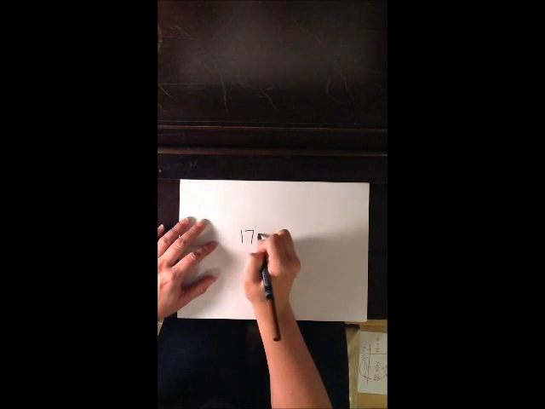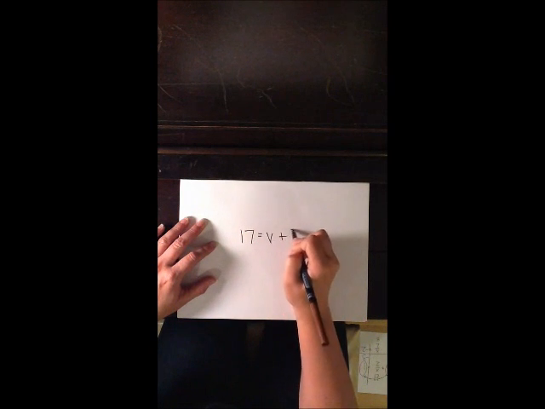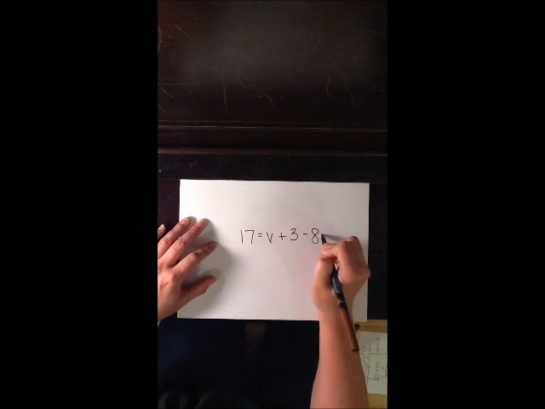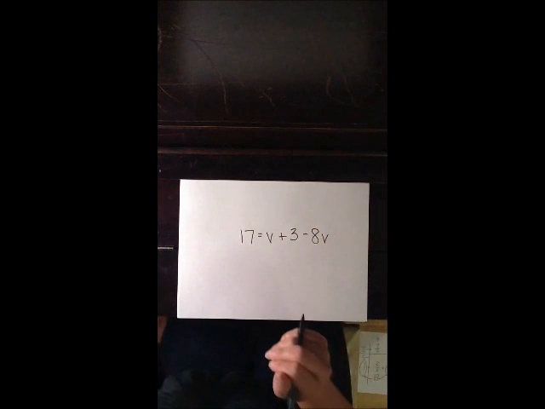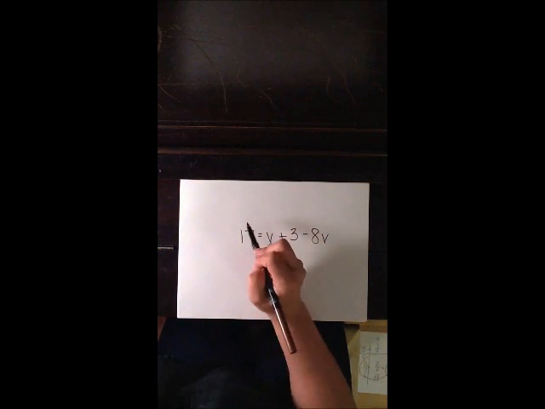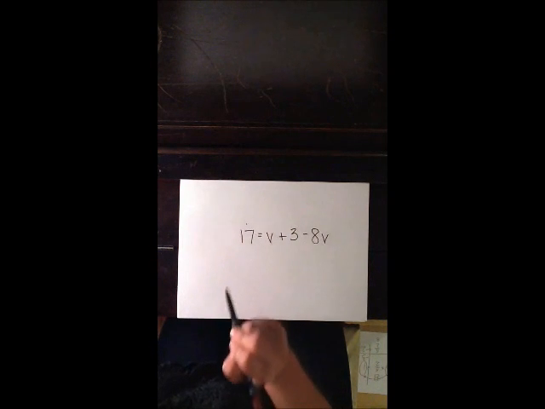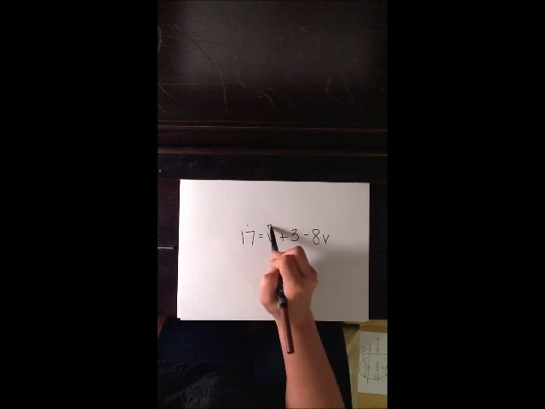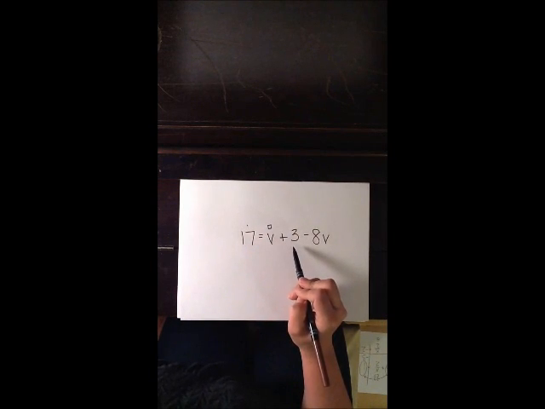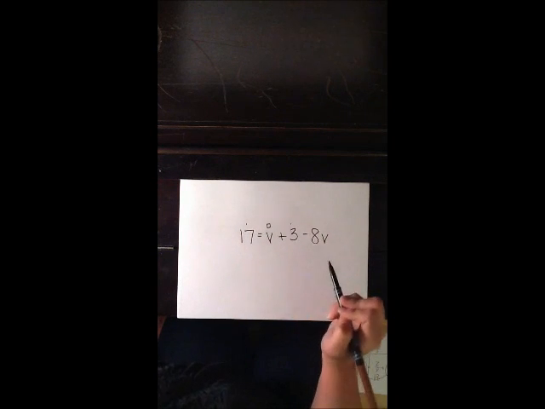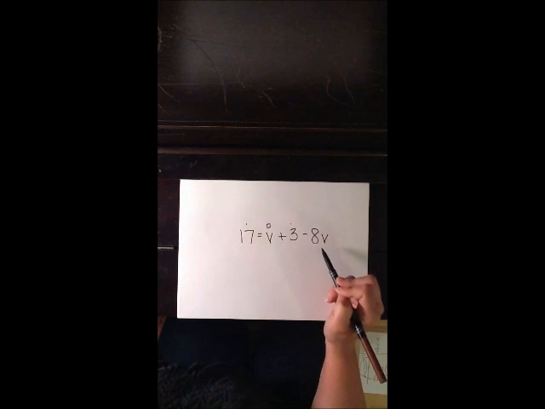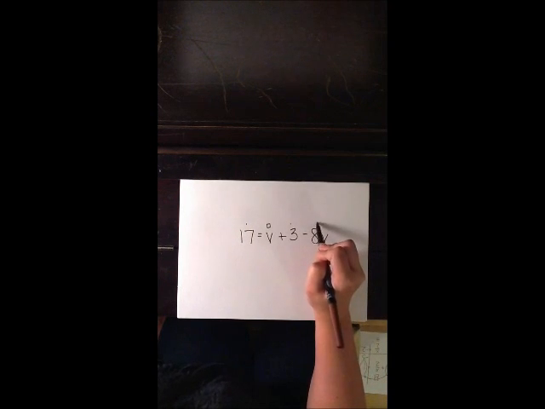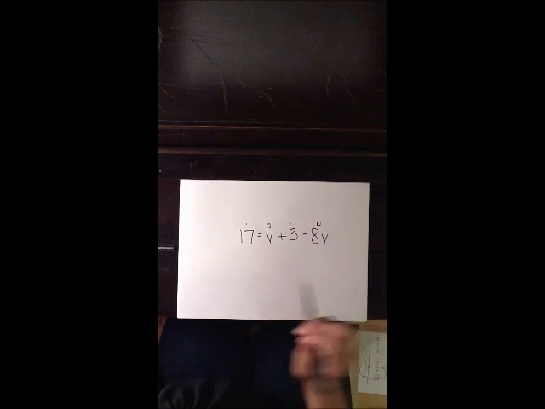Number 3, the equations start to get a little longer. It says 17 equals v plus 3 minus 8v. I'm not going to draw 17 cherries. We'll just say cherries are boxes. This is cherries. Cherries are boxes. This is a letter. It represents boxes. Cherries are boxes. This is a number, so it represents cherries. Cherries are boxes. This has a letter attached to it, so it represents boxes.